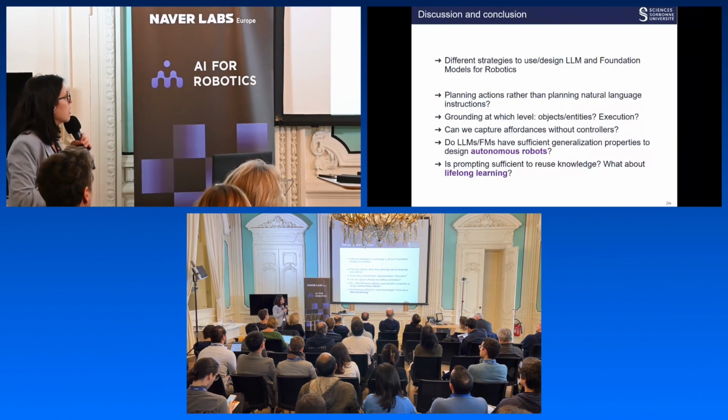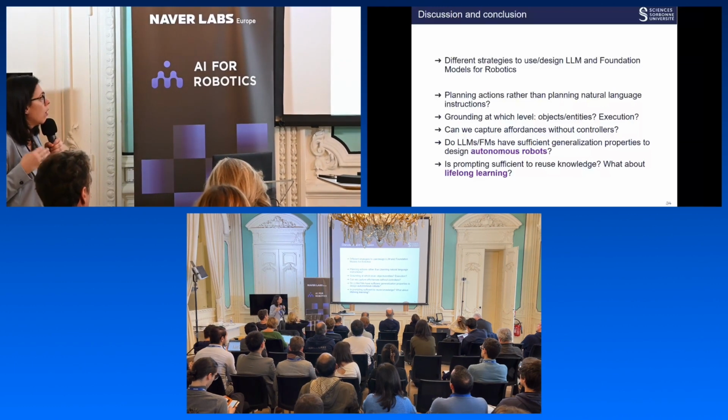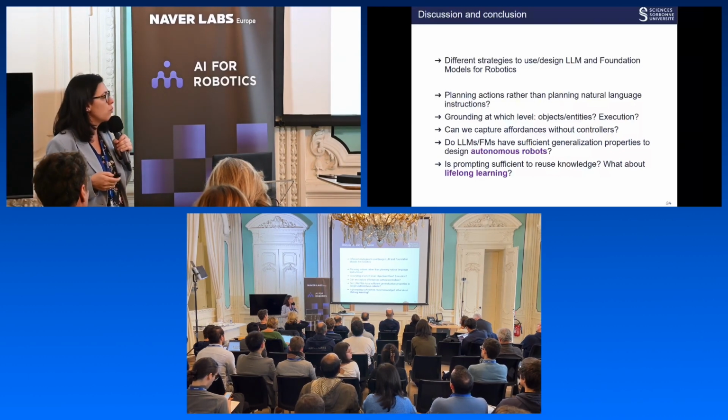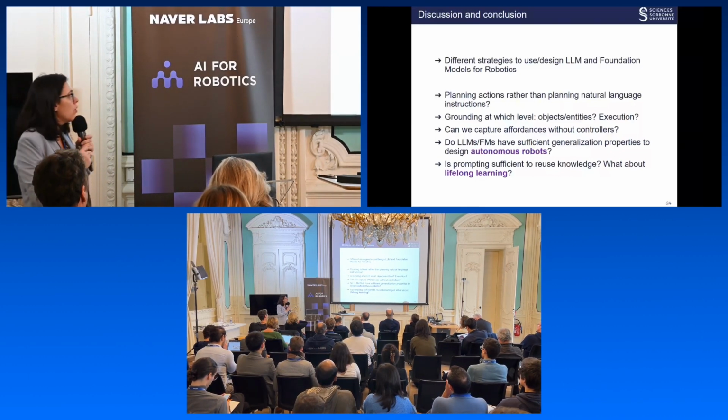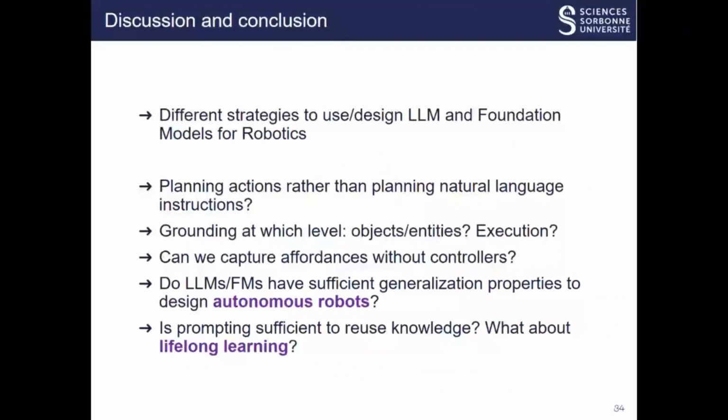Okay, so just as a conclusion, I have tried to summarize different strategies to use or design large language models or foundation models for robotics, but there are a lot of open research questions. One of them, which I mentioned a few words about earlier, is about the planning: what we should plan. Should we plan natural language instructions or directly the logical actions? Some work has demonstrated that maybe this intermediate step with natural language expression might not be useful and might also complicate the process, but we have to go deeper into this.